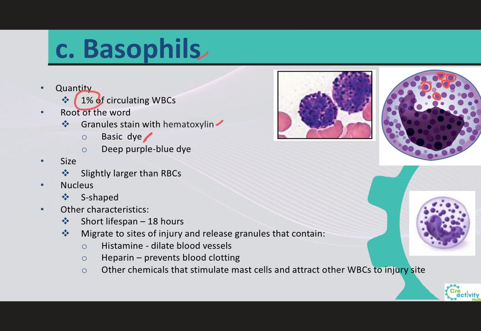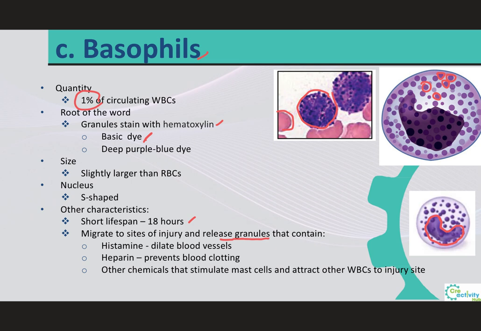With regards to their size, they're going to be just a little bit larger than the red blood cells, as we can see here from this image. Their nucleus will have this specific S-shaped structure, which will make it easy to identify these cells. And they also have a short lifespan of about 18 hours. They will migrate to the sites of injury, and they will cross the capillary endothelium to accumulate within the damaged tissues. And once they are there, they will discharge their granules into the interstitial fluids.